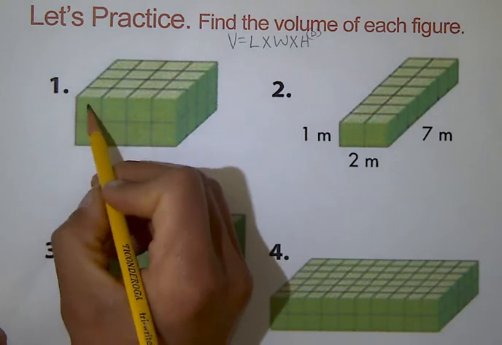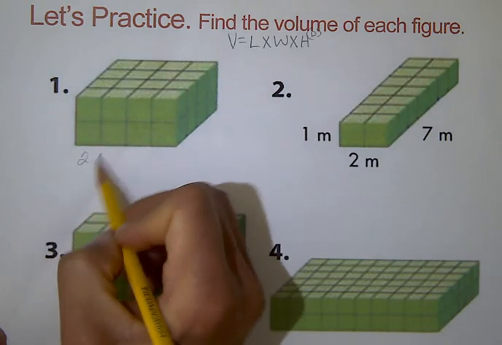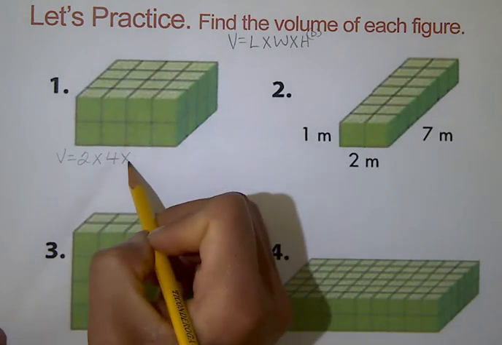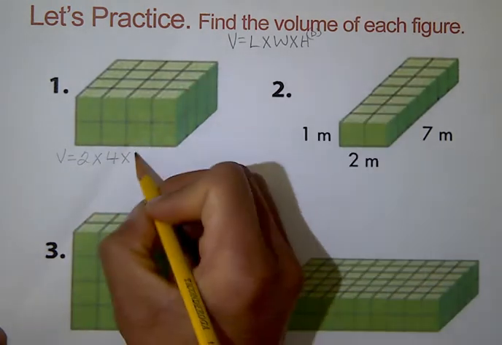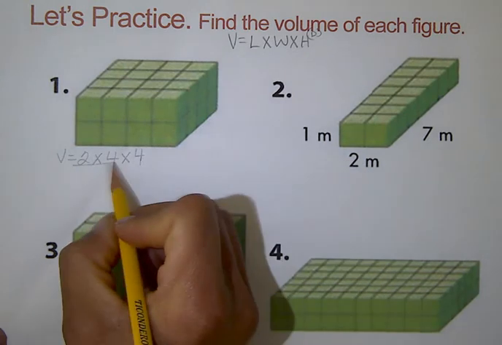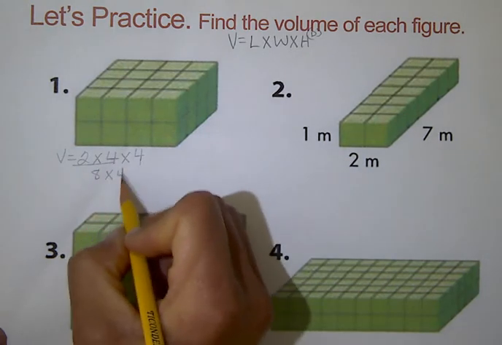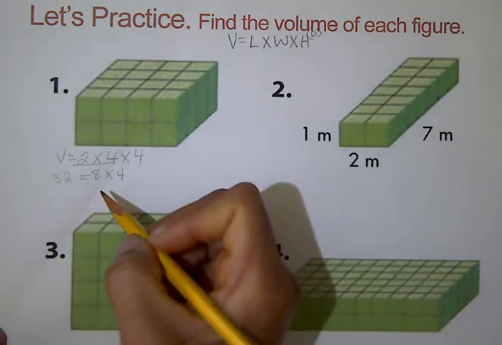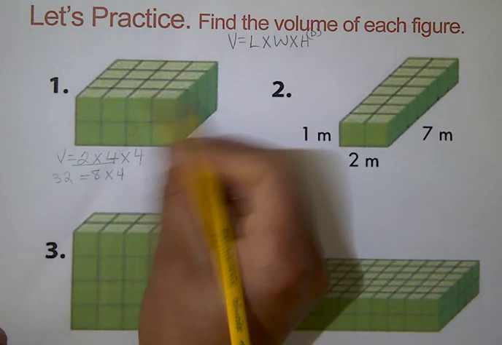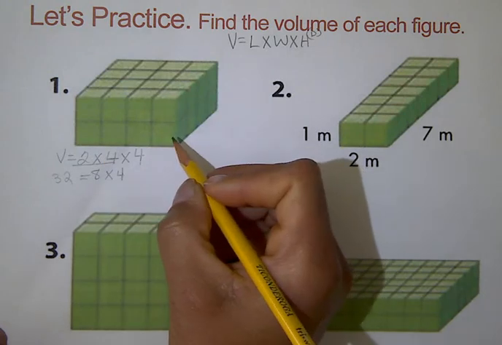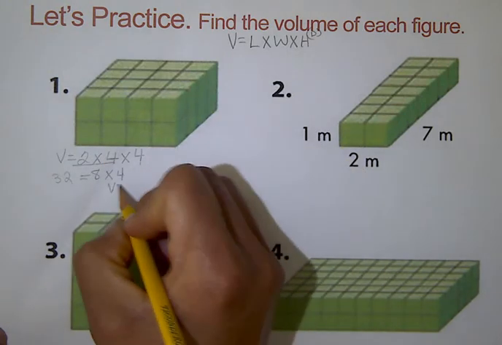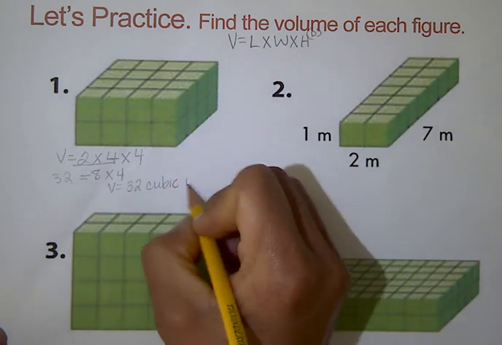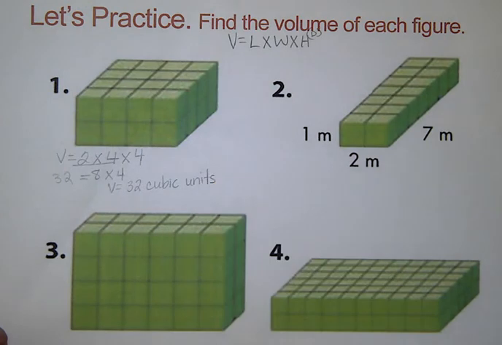So I have 2 times 2 times 4 times... So 2 times 2 is 4, times 8 is 32. So the volume of this figure, since I don't know what they're using, inches, meters, yards, is going to be 32 cubic units. And we don't know what that unit is, so we're just going to call it cubic units.